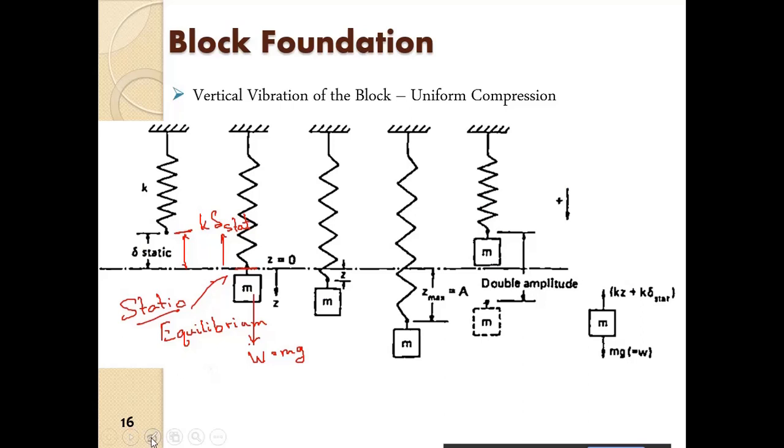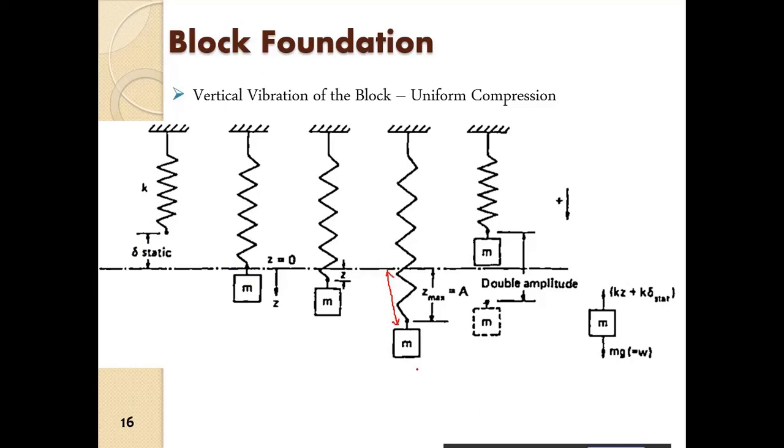Now suddenly somebody pulls this mass to a maximum displacement of z max, and then he releases it. So at this condition, we have k into z max acting from the spring upward, and we have the weight mg acting downward. All right, and we have k delta stat acting upward.